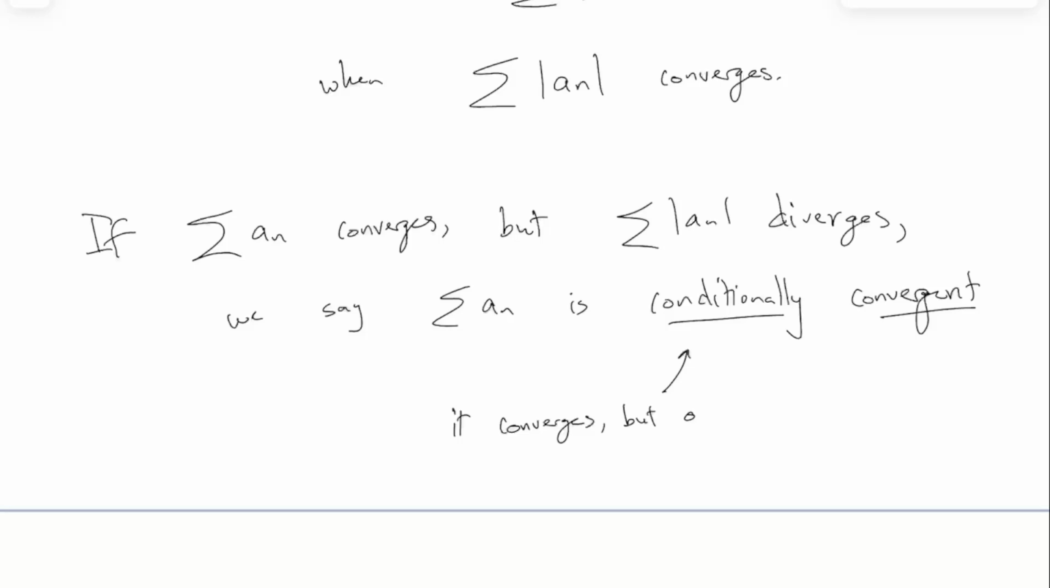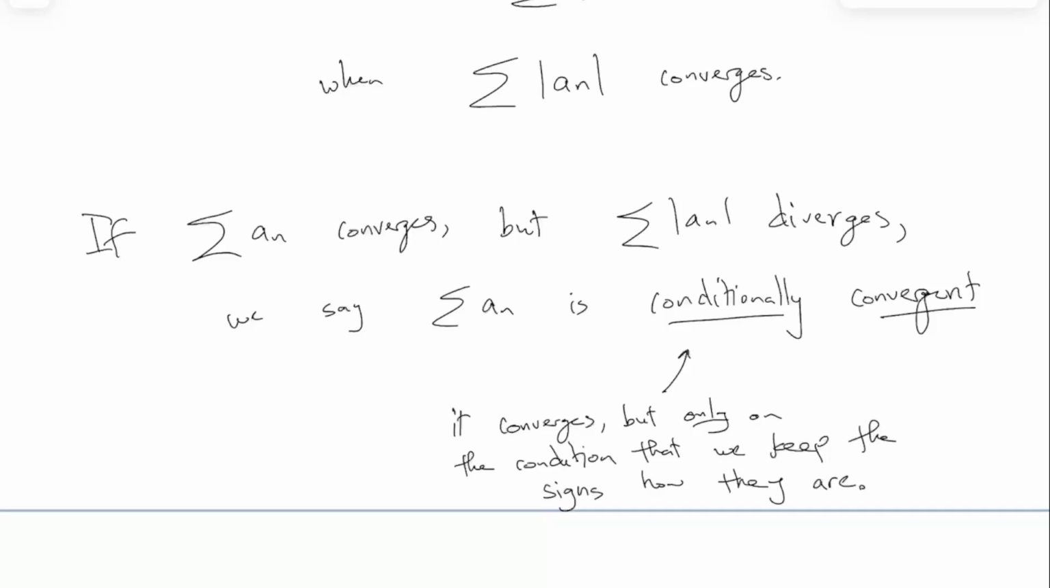but only on the condition that we keep the signs the way they are. This is my interpretation of why we use the word conditionally there. Only on the condition that we keep the signs how they are. If we instead make all the signs positive, then it will not converge anymore.